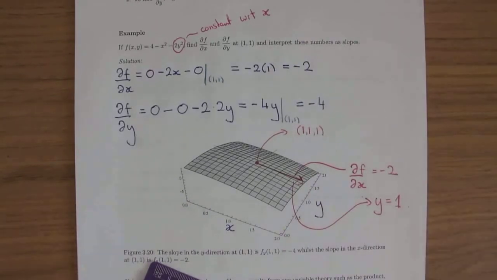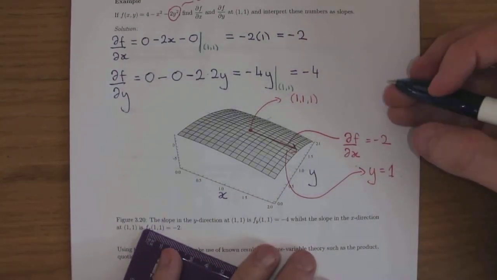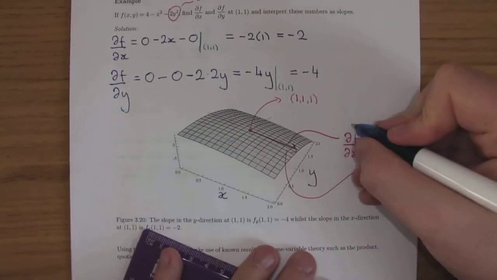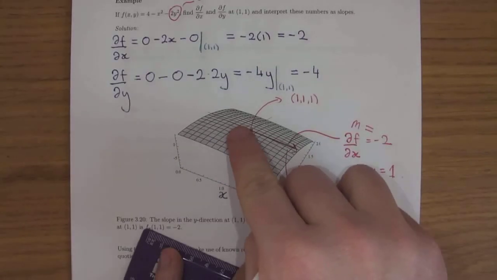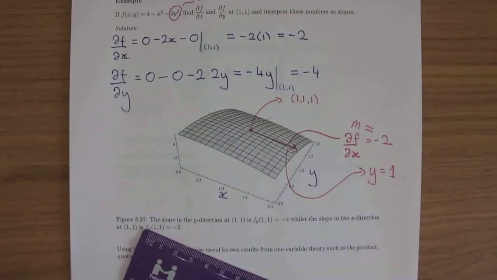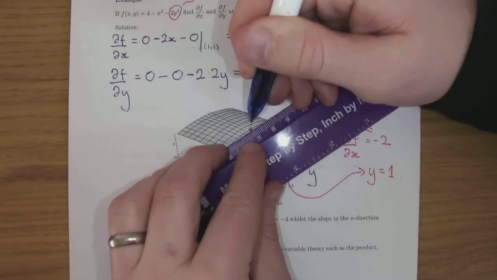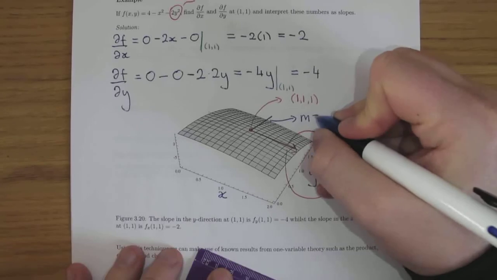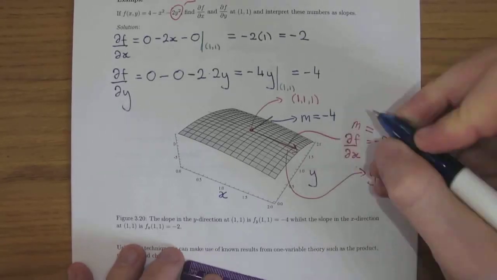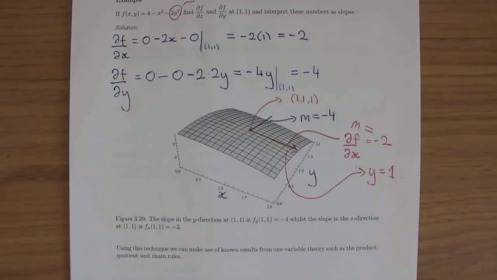Okay. And then we've got the other slope. Interpreted as a slope, maybe I should write instead of partial f, partial x, this slope is minus 2. It's the slope as x changes. And then the other slope is the slope in the direction of y. So I can just say maybe this slope is minus 4. And again, as you travel along that line, x is also a constant equal to 1.